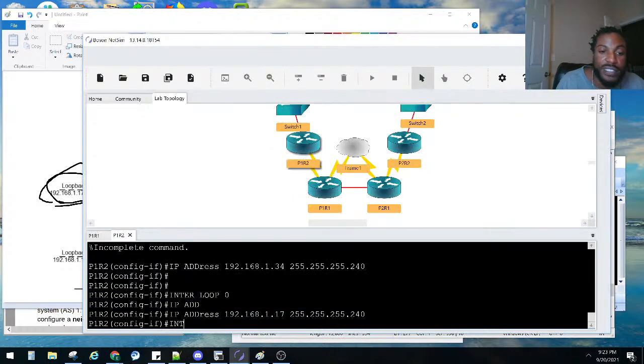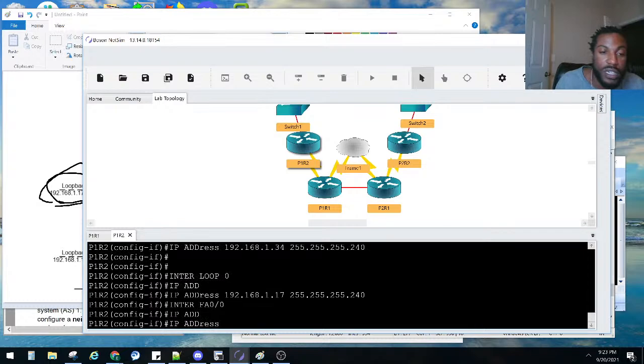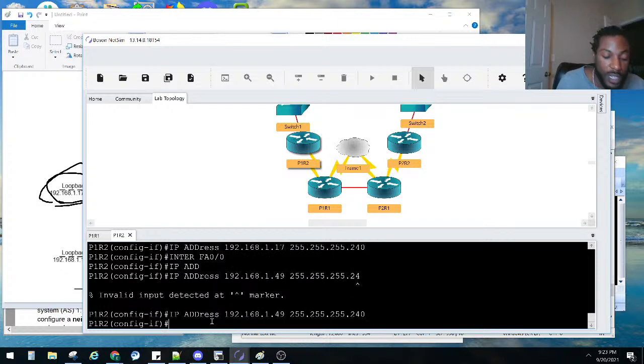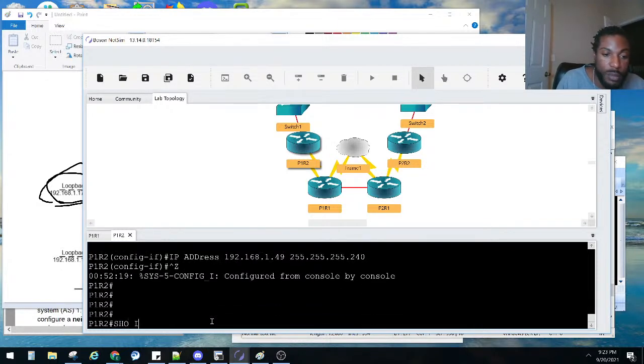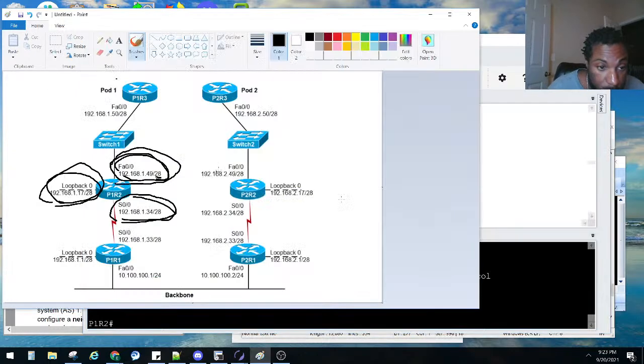So interface FA00. I know we're still doing the easy IP addressing here. 192.168.1.49/28. And Foster said it's .240. Oops, 240. And let's verify our work with show IP interface brief. And then we'll see we got all our IP addressing. Everything's up. Good to go.